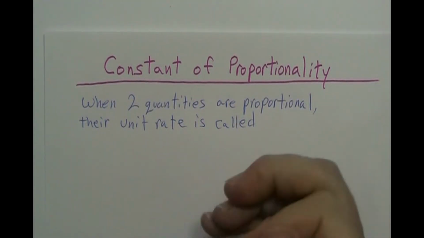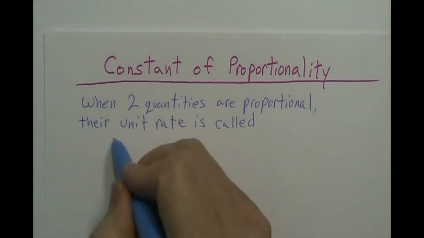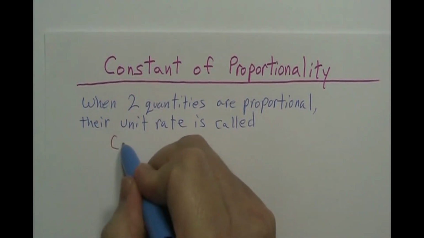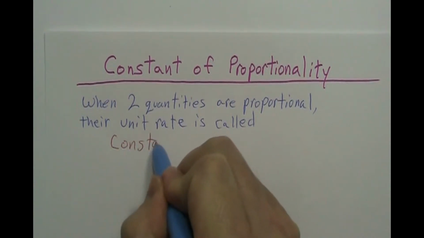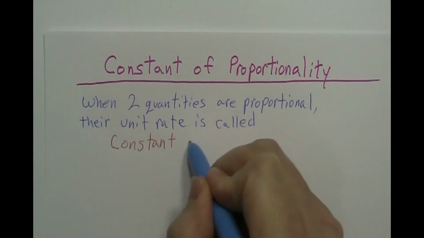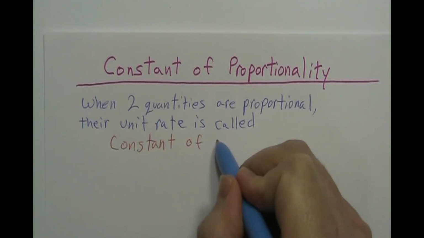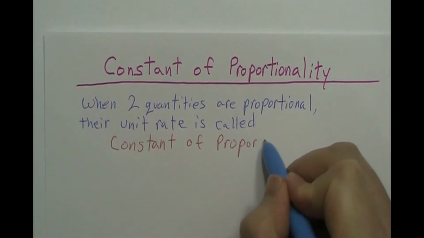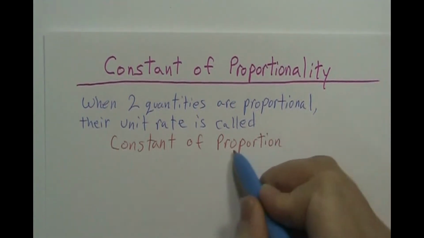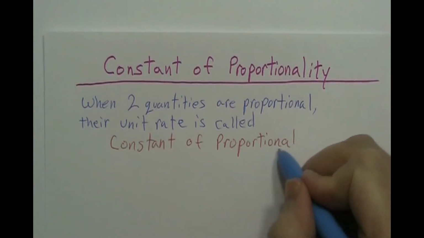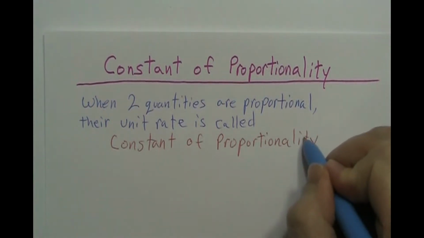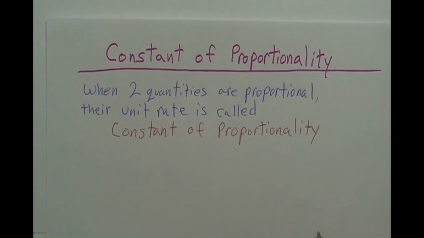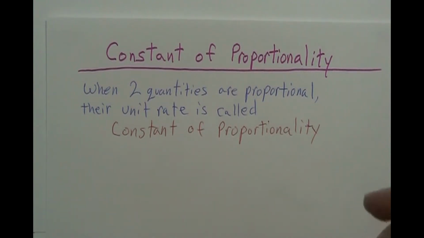I need more room, so I'll just write it here. Constant of proportionality. It's right there if you want to spell it. Proportion, proportional, proportionality. Basically they mean the same thing, or they come out the same value, rather, I should say.